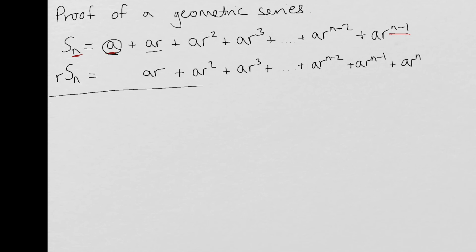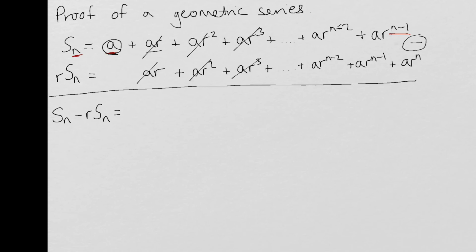Now what I do with these two lines is subtract them. So I'm going to subtract one from the other. So on the left hand side, I'd have the sum of the series subtract r times the sum of the series, and we can see here these will cancel, as will these. These will cancel, these will cancel, these will cancel. So what I'll be left with is a minus a r to the power of n.